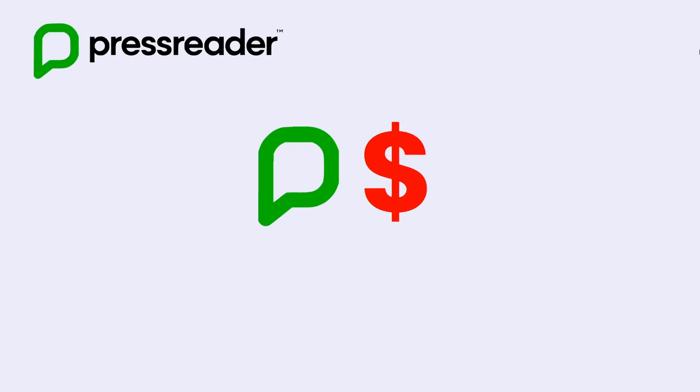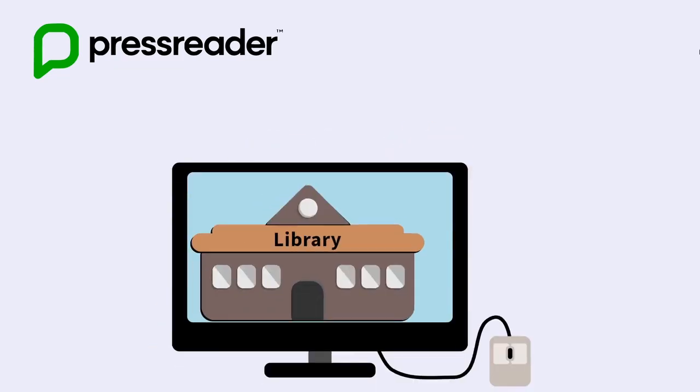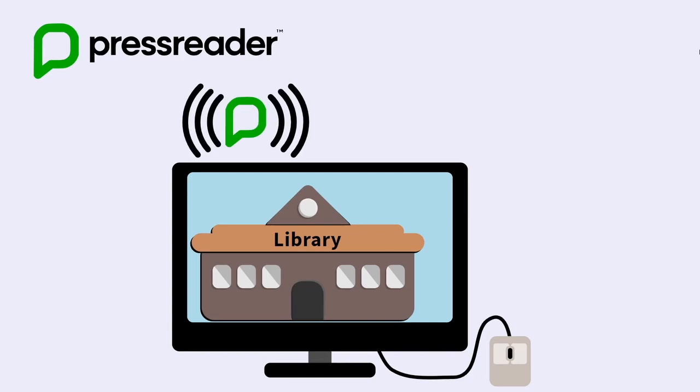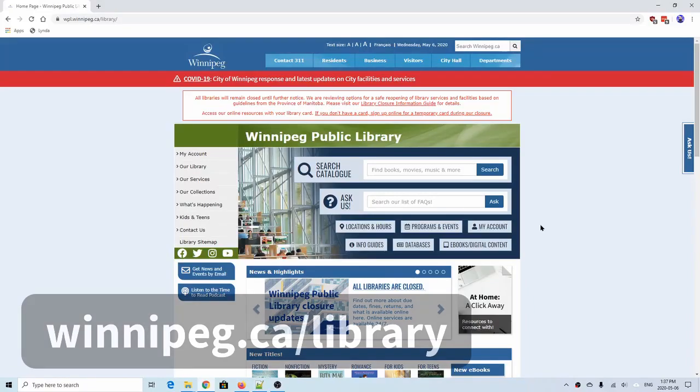If you're not within range of one of our library branches, you can still get free access to PressReader through the Winnipeg Public Library website, which will act as a virtual hotspot and provide 48 hours of free access to your PressReader account. Let's walk through the steps so you can see how it works.